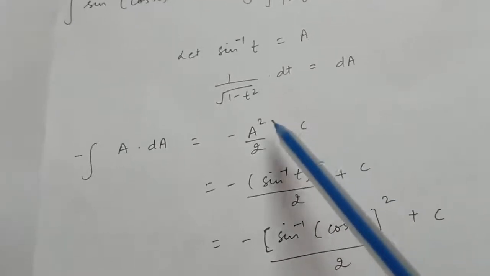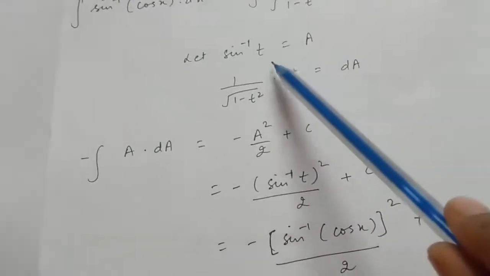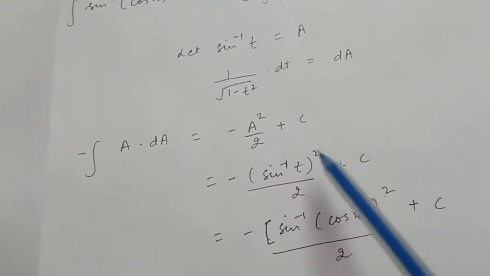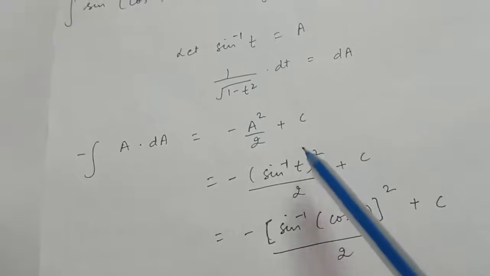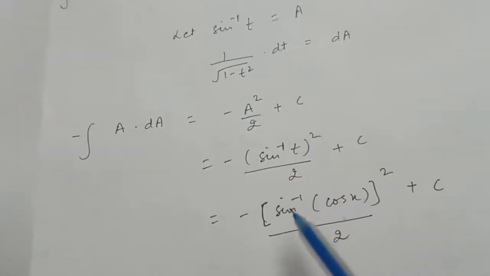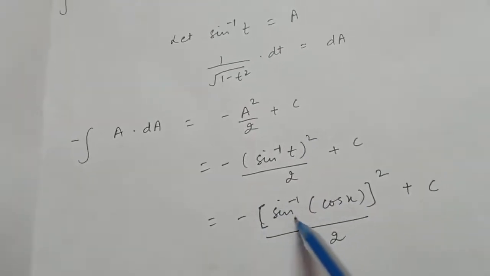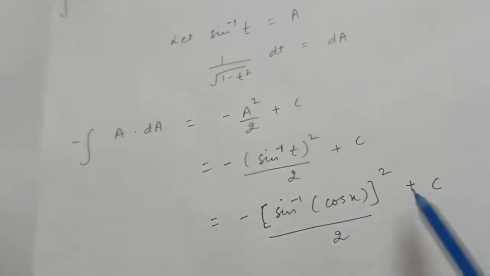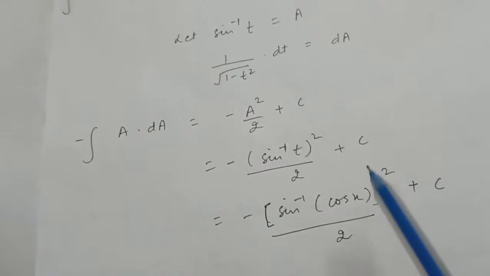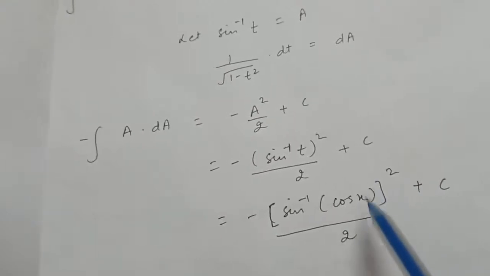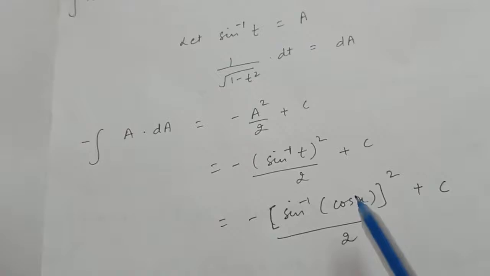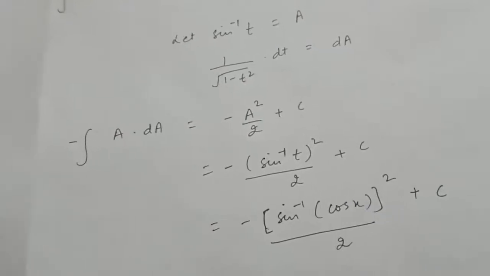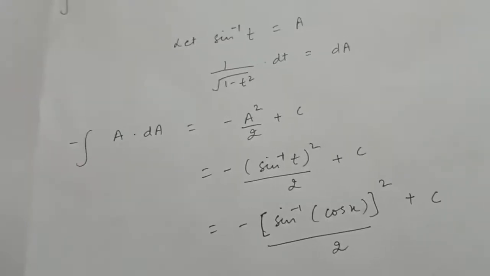Now put the value of a first. The value of a is sin inverse t whole square by 2 plus c. Now again put the value of t, which we assumed as cos x. So the answer will be minus sin inverse cos x whole square by 2 plus c, right? Do not forget to get the answer in terms of x only, because the integral given in the question is in terms of x. So the answer should also be in terms of x only, right?